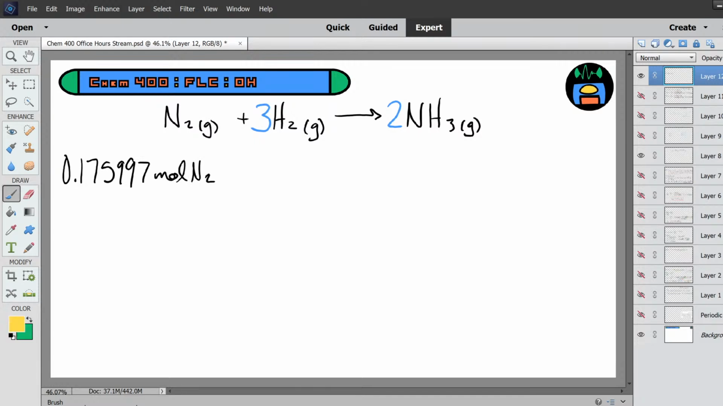Moles of nitrogen, and again this number has 2 sig figs. We need to convert from moles of N2 to moles of NH3, and the ratio here is 1 mole of nitrogen produces 2 moles of ammonia. Moles of nitrogen cancel. Next, we need to convert from moles of ammonia to grams.